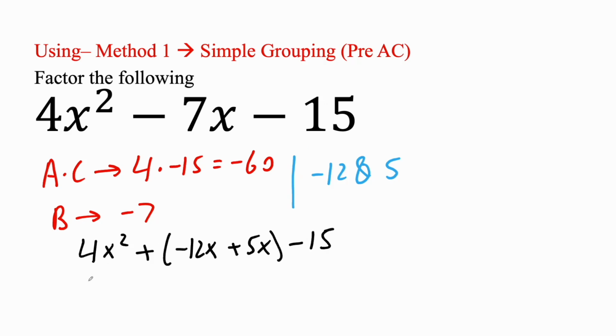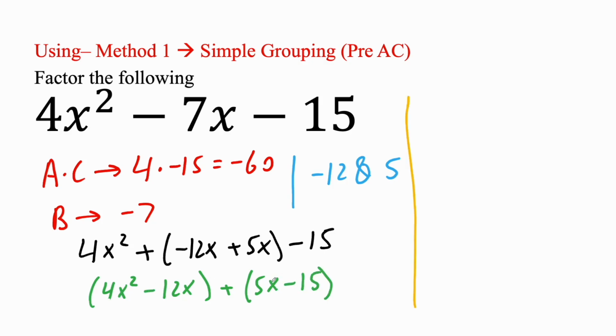And now I'm going to apply simple grouping. I'm going to group the first two pieces and the last two pieces. So I have 4x squared minus 12x, close it, plus parentheses 5x minus 15. So now I'm going to factor these two pieces and these two pieces.